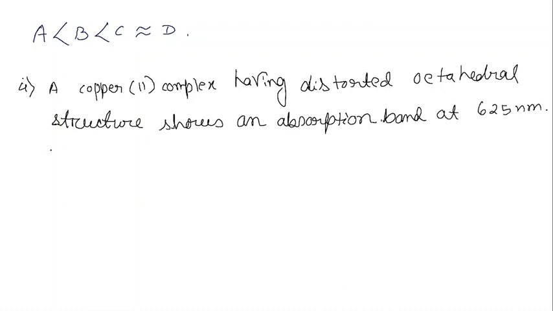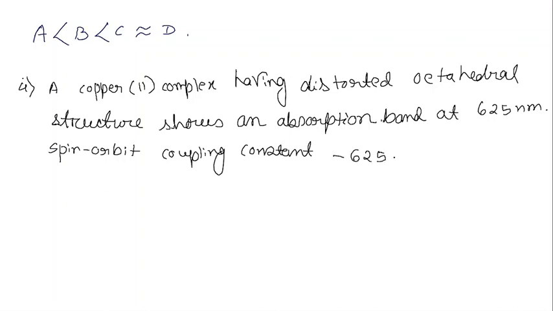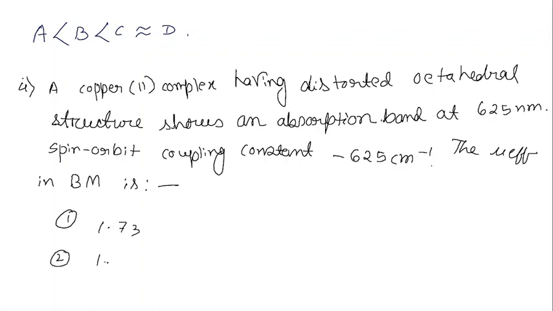The absorption band is given here. This is the spin orbit coupling constant. I think they already introduced this concept. We have to calculate the effective magnetic moment in Bohr magneton. The options are 1.73, 1.81, 1.63, 1.93. Now we have to solve it.